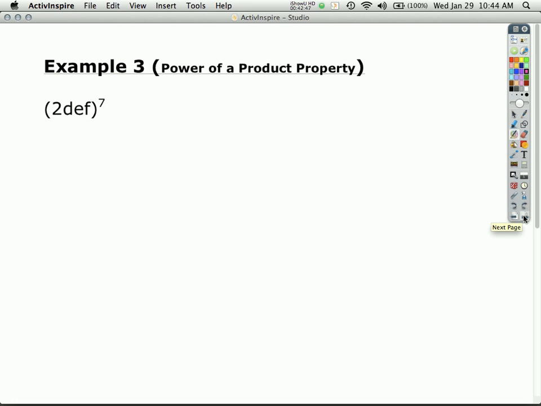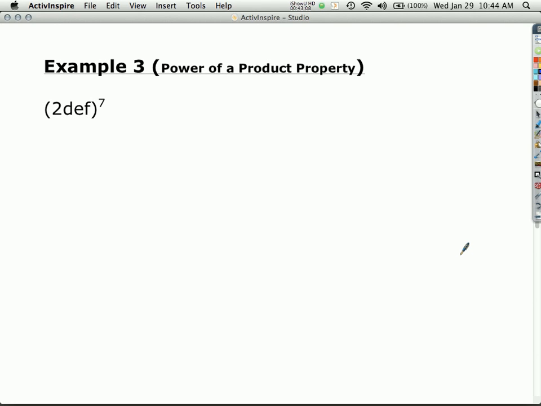Example 3, the third building block. Power of a product. Boy, they all sound the same. Power of a product. We're doing one example and then we're going to jump into the more complicated stuff. Power of a product is the one that I said had the similar feel to the distributive property. So here's the product. 2 times D times E times F.